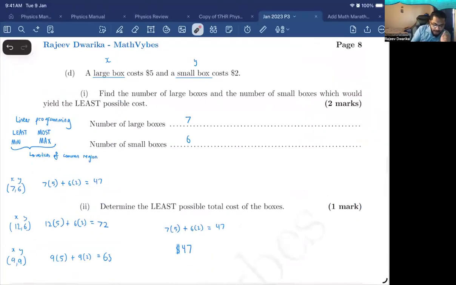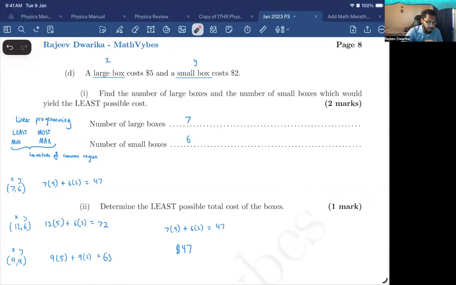So now they're telling us a large box costs $5. Remember, X represents a large box, right? And we know that a small box is given by Y, and they're telling us that would cost $2, right? Stay with me so far? Yes, sir. Then they're saying find the number of large boxes and the number of small boxes which would yield the least possible cost. So again, they are mentioning a word like least. So you are looking at the vertices, right?